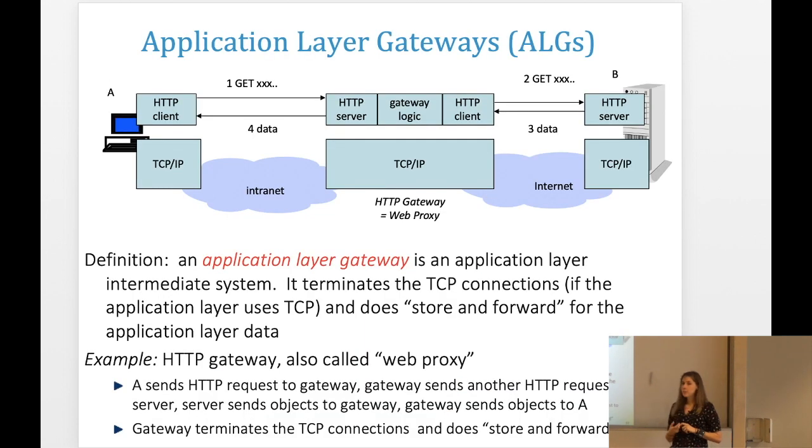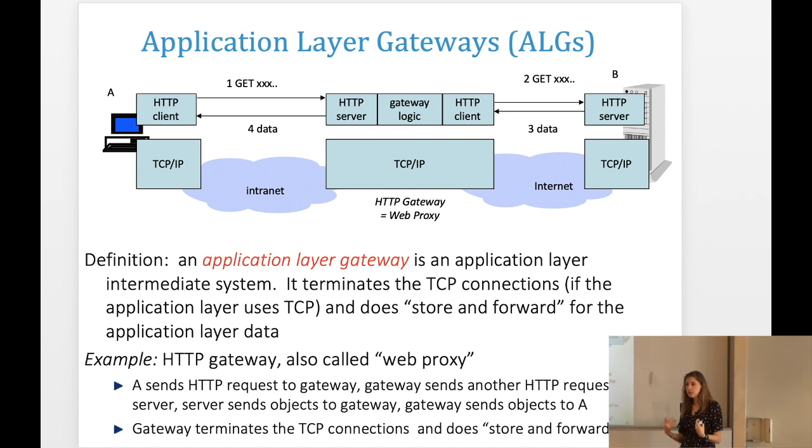Another type of intermediate systems that go above the network layer are the application layer gateways. So this is really also not respecting the end-to-end IP principle. These are typically called web proxies also, for instance, and they sit in the middle. Usually they will be in front of the intranet.